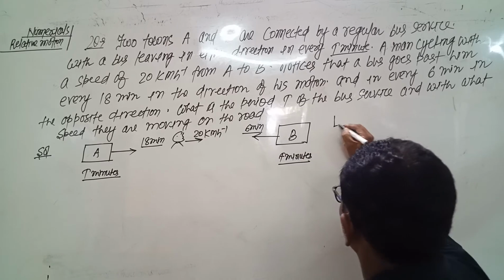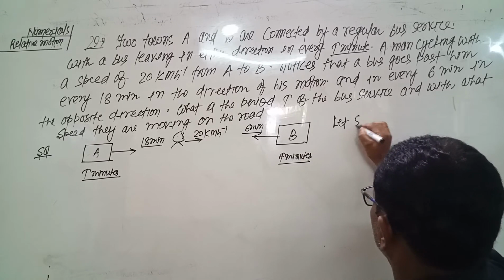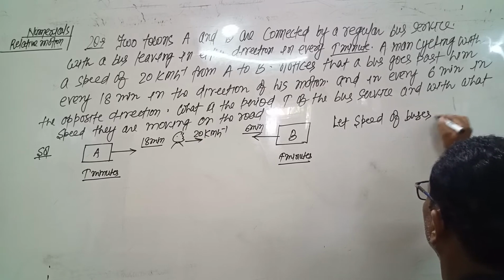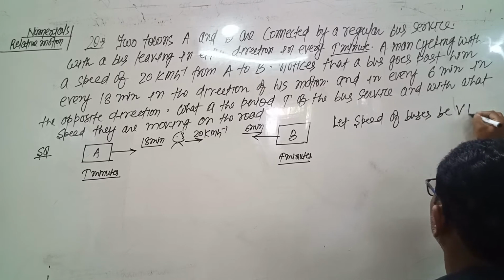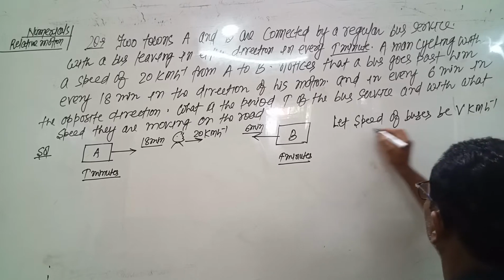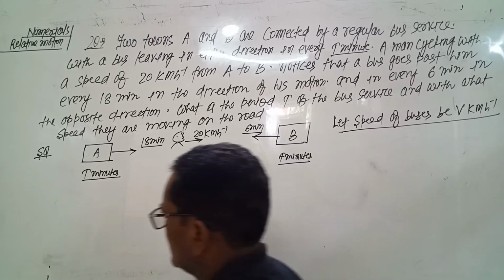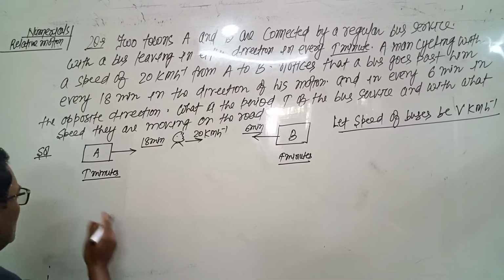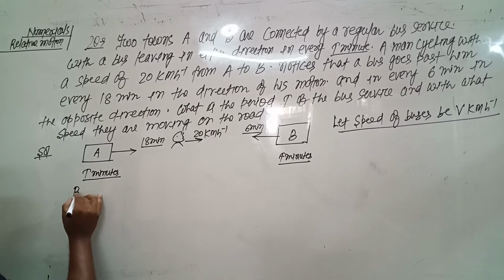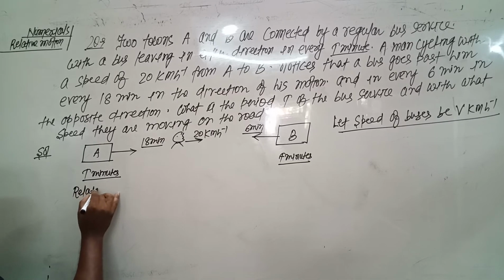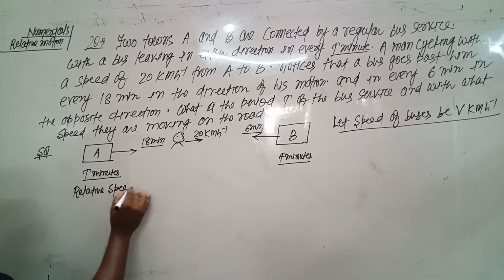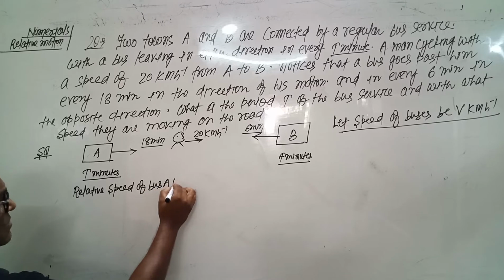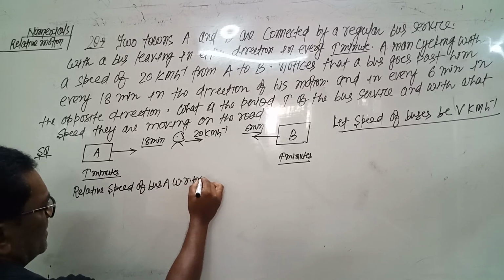So, let the speed of the buses be v km per hour. The buses move on the road with a speed of v km per hour. So we will first find the relative speed of bus A with respect to the man.